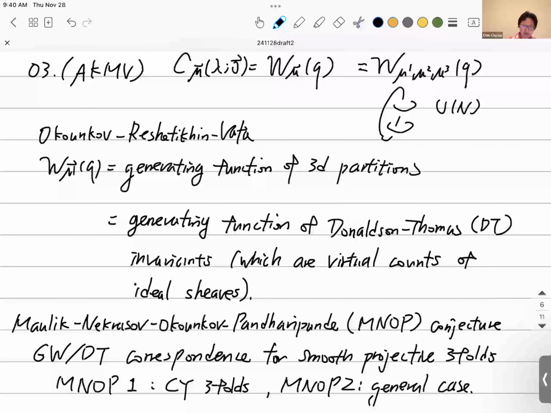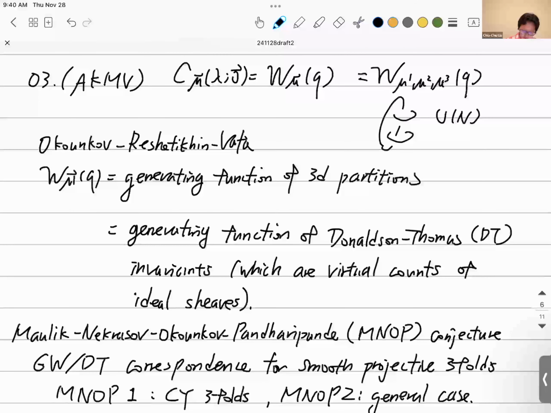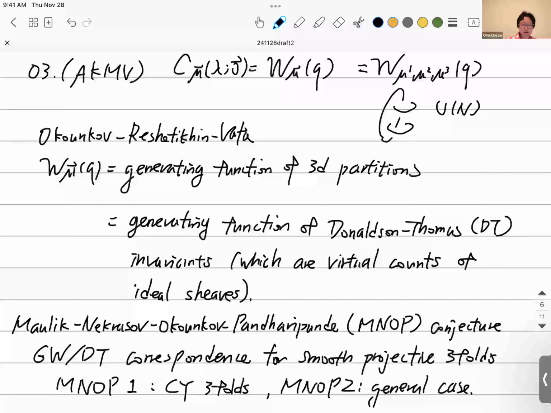So Konkovic, Tiking, and Vafa, in their joint paper, realized that this combinatoric expression is actually a generating function of 3D partitions. And a generating function of 3D partitions is actually a generating function of Donaldson-Thomas invariants of C3. Donaldson-Thomas invariants are virtual counts of ideal sheaves.